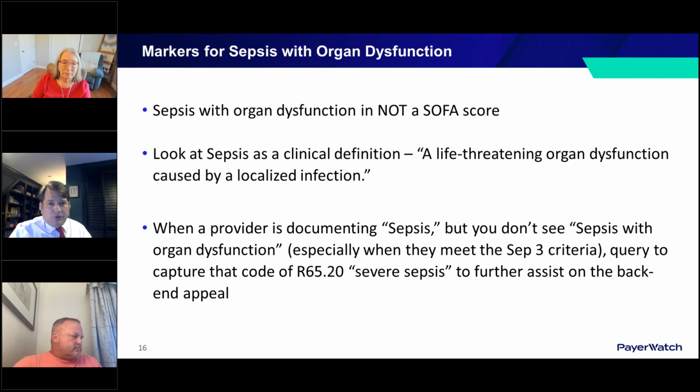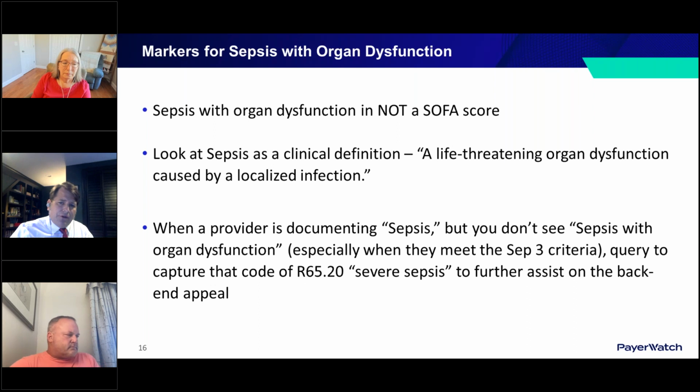I think insurers have co-opted this SOFA score because it's easy. I think they've co-opted the score because it is highly specific and basically excludes many of the patients that truly have sepsis, and we're not getting reimbursed appropriately for those patients that may not have that SOFA score, but clearly have the clinical definition of a life-threatening organ dysfunction caused by a dysregulated response to infection.